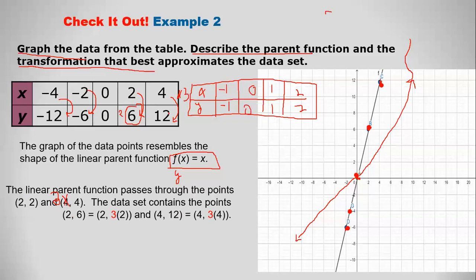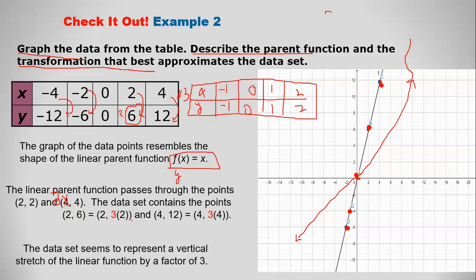Now, the linear parent passes through the points 2 and 2, 4 and 4, and negative 2 is the same number. But here 2 becomes 6. How can I convert 2 to 6? Multiply by 3. So, from the table, it is a vertical stretch by a factor of 3. This line makes a vertical stretch. This is the idea for part 1.